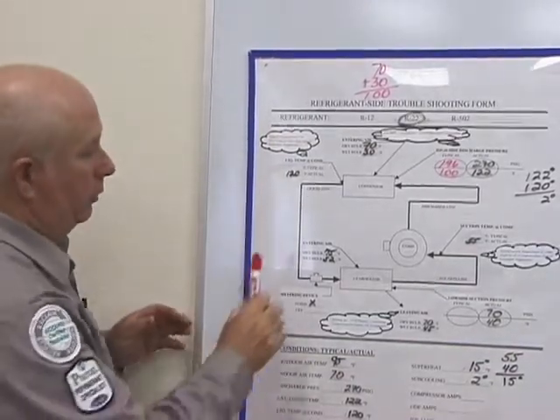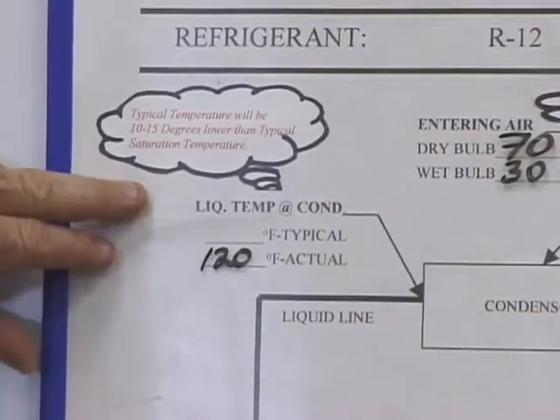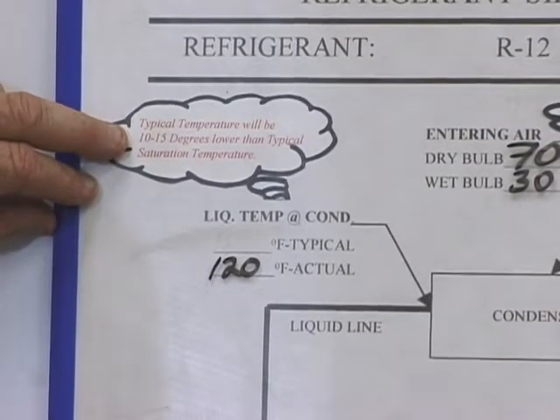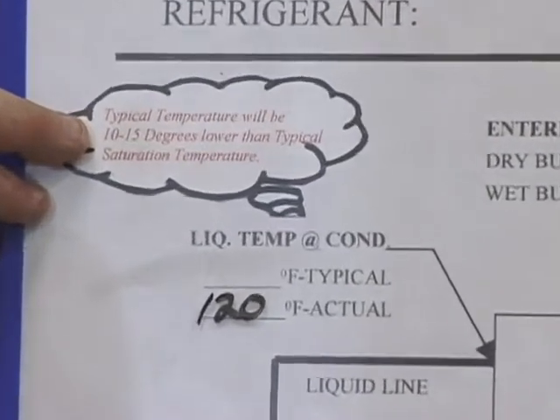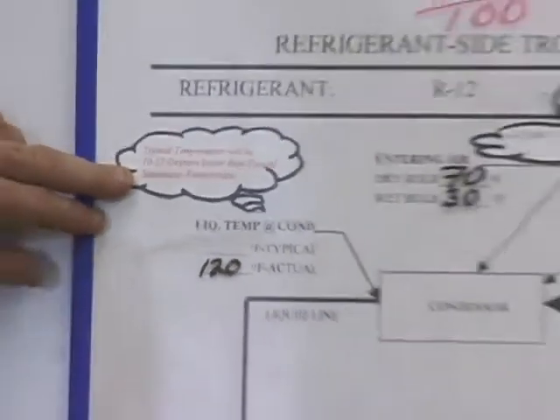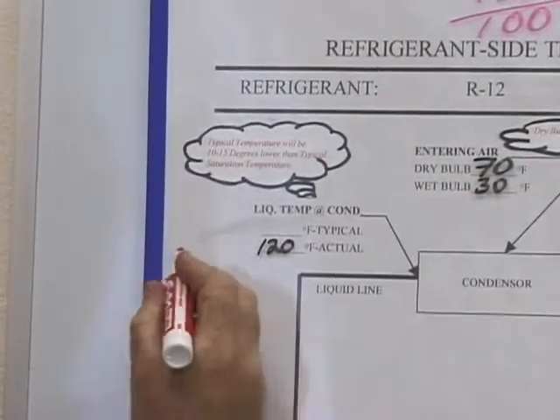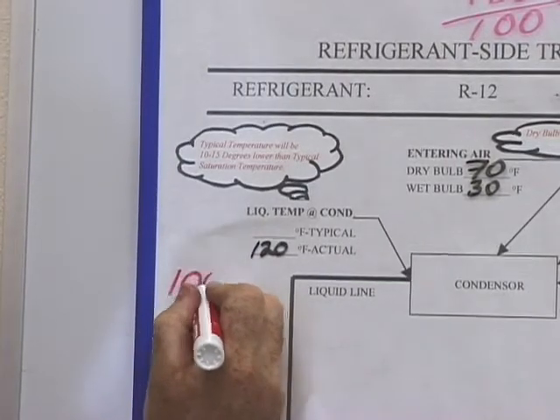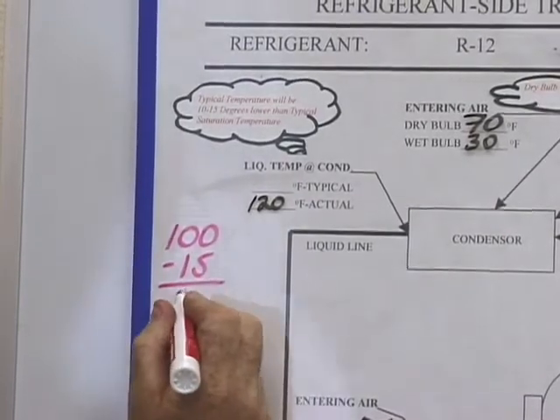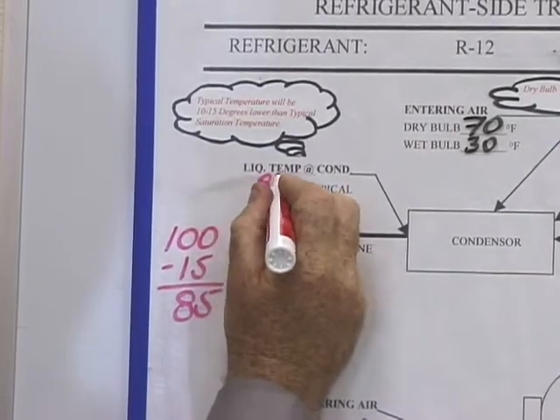The next thing we want to do is come over here to our liquid temperature at condenser. My little cloud says typical temperature will be 10 to 15 degrees lower than the typical saturation temperature. Well, my typical saturation temperature is 100 degrees. Therefore, I have to be 10 to 15 degrees less. And for argument's sake, we'll just use 15 degrees. So now I should have a temperature of 85 degrees in my typical.